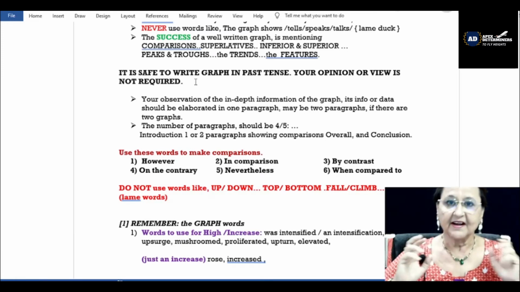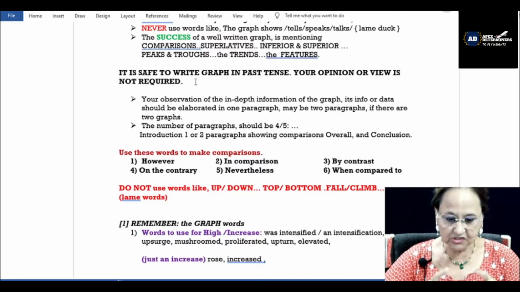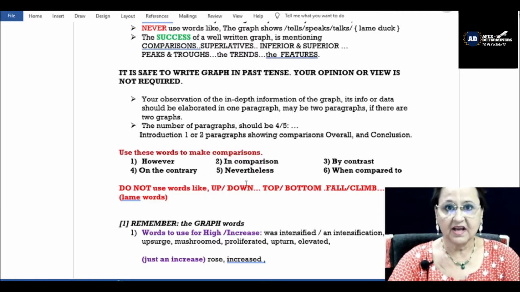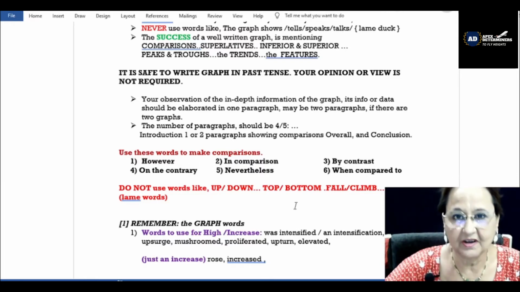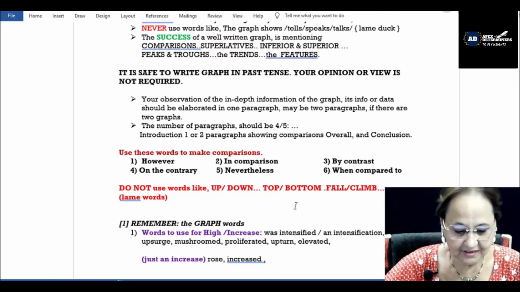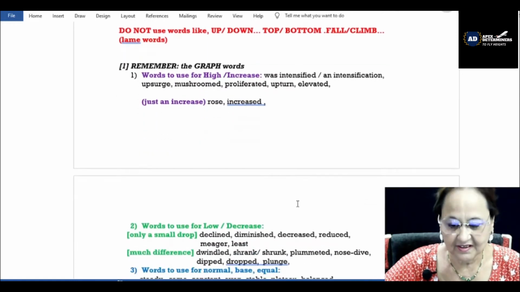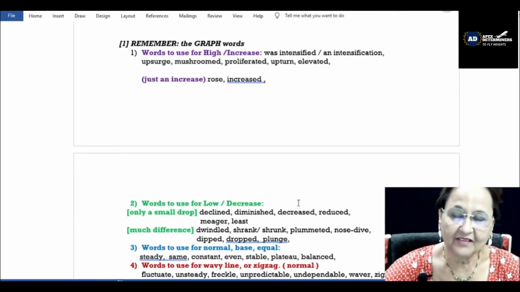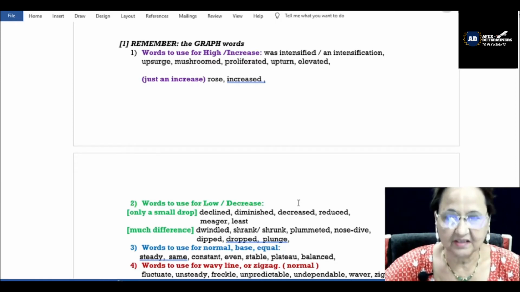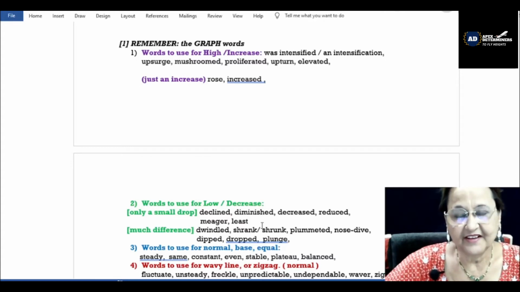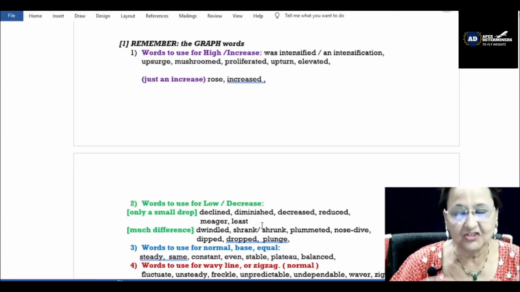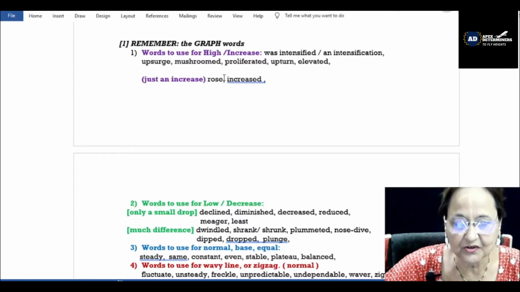Okay, now it's helpful for you if you use the comparison words like however, on the contrary, in comparison, nevertheless, by contrast, when compared to, but do not use words like up, down, top, bottom, fall, climb. These are not acceptable words for a graph. Now, I would like to suggest some words to write for graphs when it is a high increase or just an increase. Just an increase, you will only use the word rose or increased.